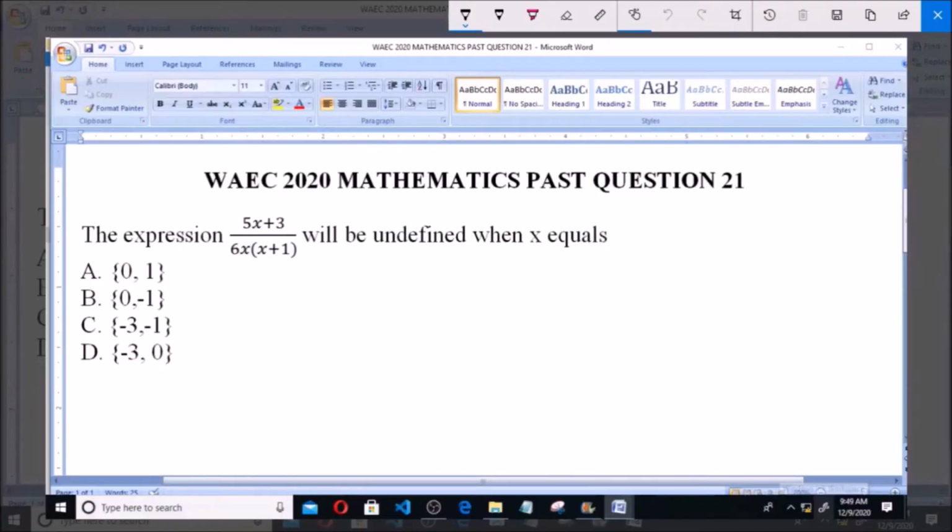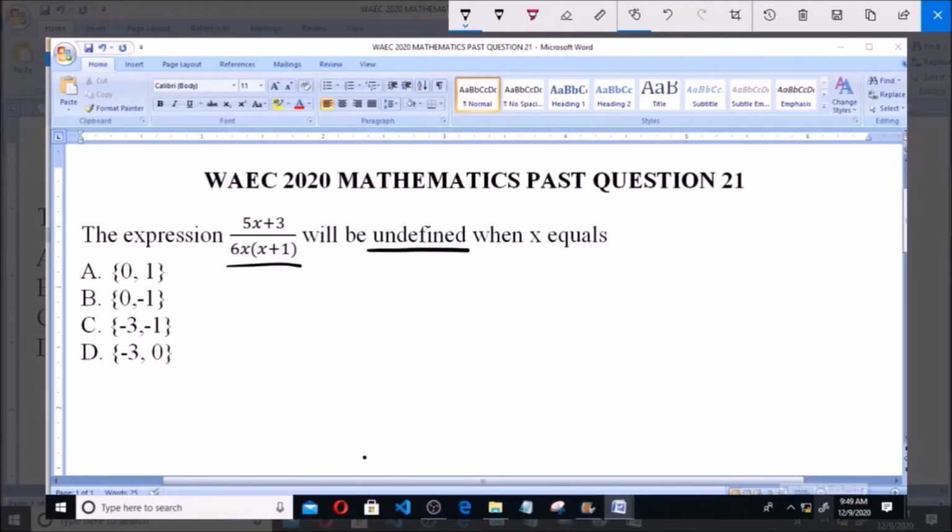I'll be answering WAEC 2020 Mathematics Past Question 21. The expression 5x plus 3 all over 6x into x plus 1 will be undefined when x equals what? Now when you have undefined, it simply means we are looking at the denominator.